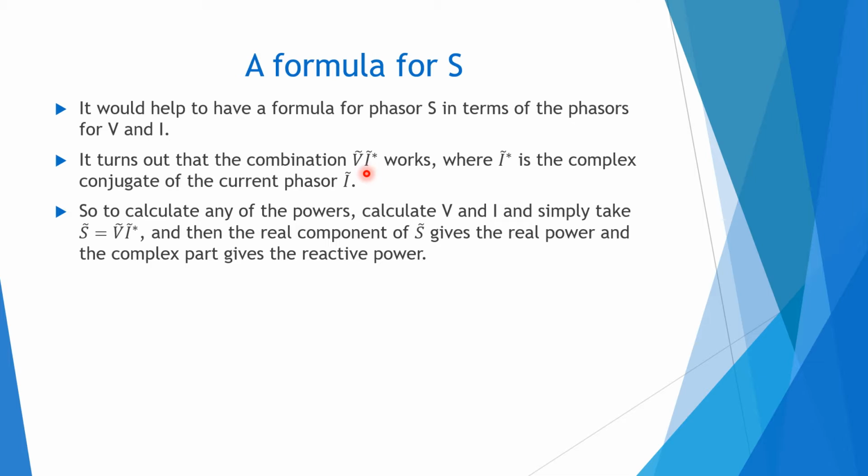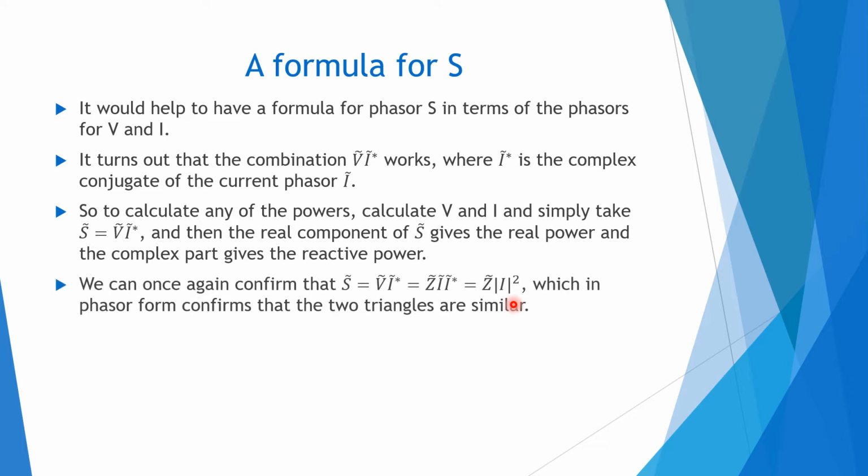So the angle of this is theta V minus theta I, and its amplitude is also correct. So yes, it works. Now, if you want to calculate the powers, just calculate the V and I phasors, multiply them while taking the conjugate of I, just remember that part, and then take the P and Q as the real and imaginary components, and you're done. We can confirm that since S is V I star, where V is ZI, so this is Z I I star, and I I star means the square of the amplitude. You will once again get this current square scaling thing.